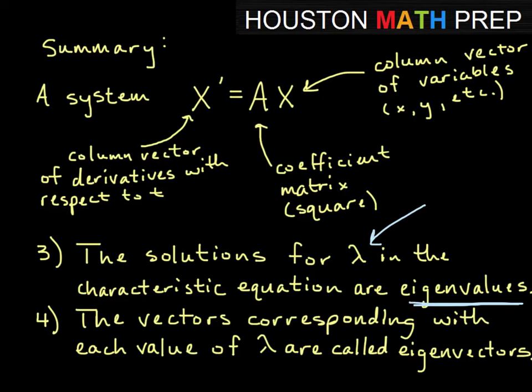With each eigenvalue, we will go back and find a vector that works to go along with each eigenvalue, and the vector that goes along with that value of lambda will be called the eigenvector that corresponds to that eigenvalue. Okay, so lots of terms, lots of stuff going on, but check out the next couple examples, and I think it'll start to make sense.